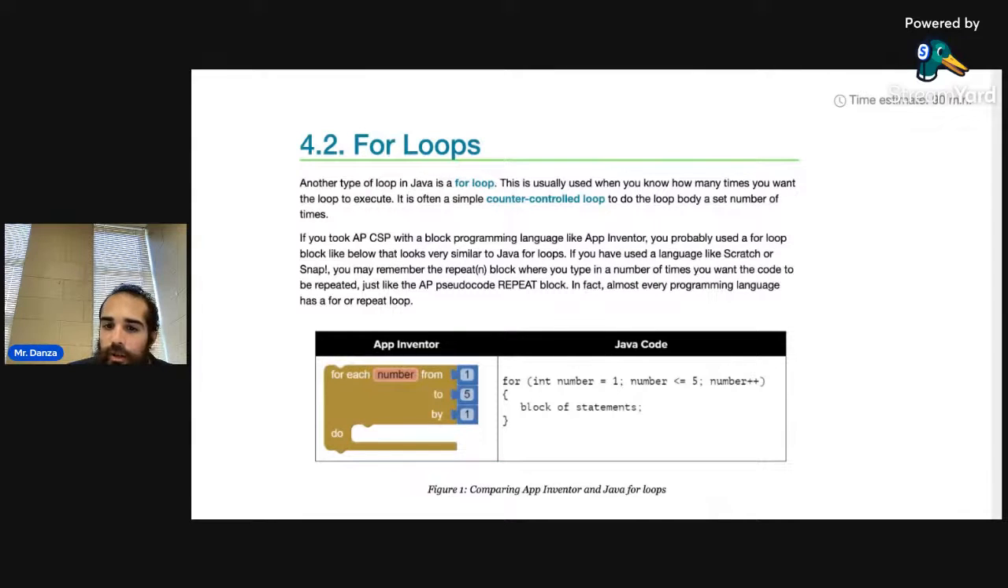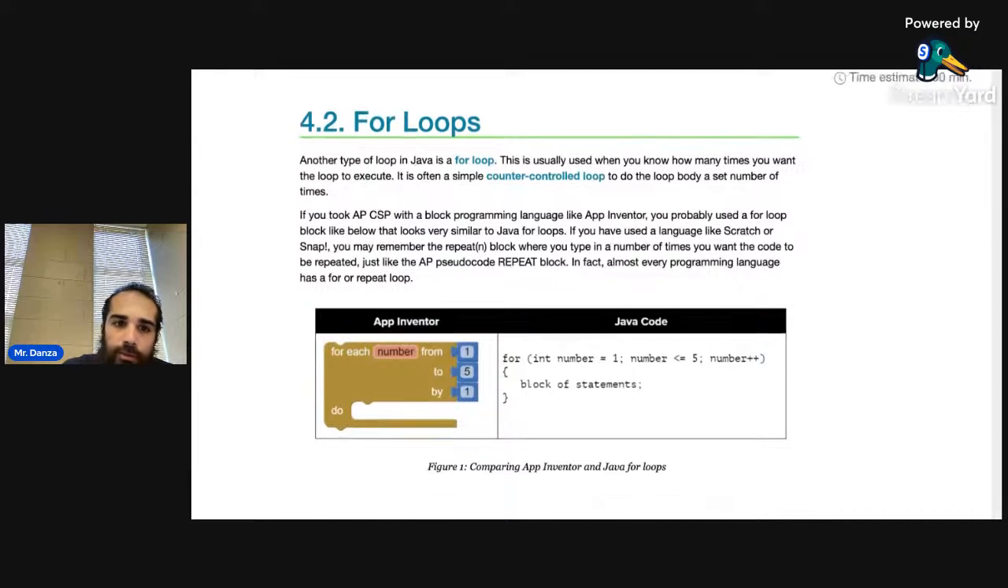It's easier in Python. You would just write for i in, but this is the for loop in Java. Okay, for loops are used when you already know how many times you want the loop to execute. If you're not entirely sure, a while loop might be best. For loops, you already have set parameters of how many times it's going to go through. It says it's often called a counter-controlled loop to do the loop body a set number of times.